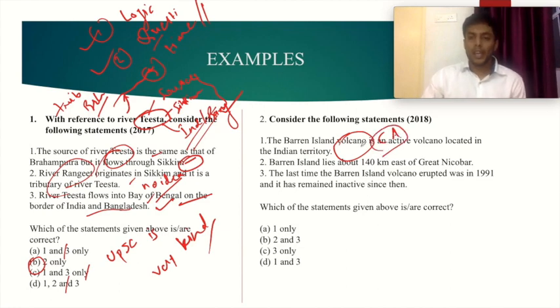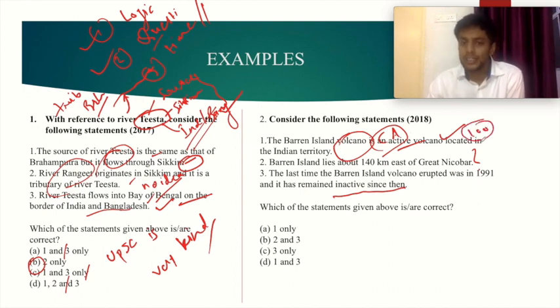Now, Barren Island volcano is an active volcano located in Indian territory. Everyone knows about this, right? Barren Island lies about 150 kilometers. I don't know about it. The last time Barren Island volcano erupted was in 1991 and it has remained inactive since then. Again, I am not sure about this. Now, I am 100% sure about statement 1.